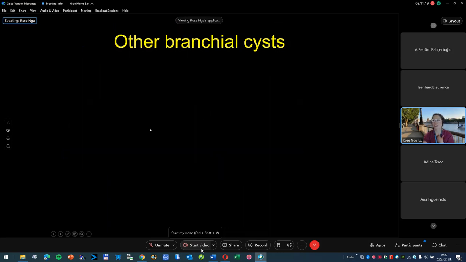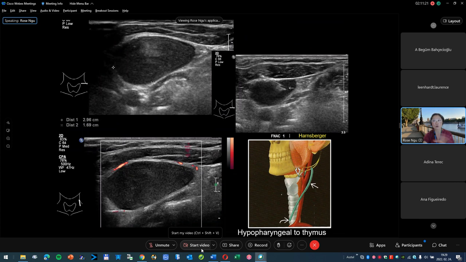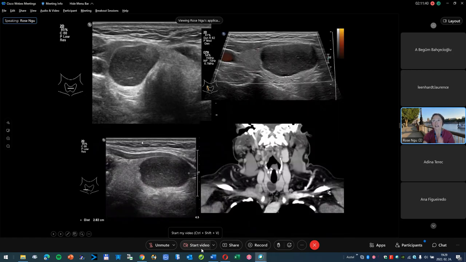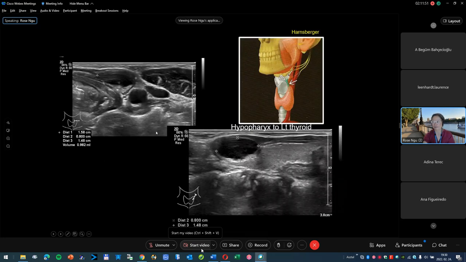All right. So other branchial cysts, very briefly, they all look the same. It depends where they are. Here is a third branchial cyst, and this one comes from the hypopharynx all the way, tracking behind the common carotid, all the way down to the thymus, okay? Here, you could see this one here is actually in the thyroid. So yes, you can have a branchial cyst in the thyroid. Which one? It's the fourth branchial cyst, all right?